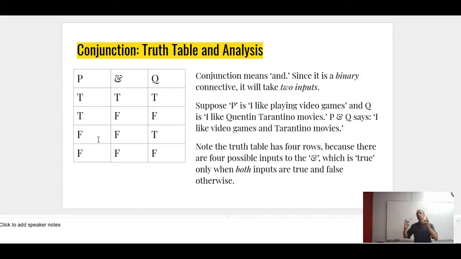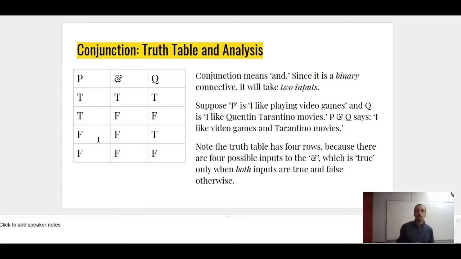So, now that we have the notion of a truth table in our back pocket, why don't we have truth tables for all our connectives so we understand how they work? Conjunction means and. It's a binary connective. That means it's going to take, unlike the negation, 2 inputs. Now, P and Q. Suppose P is, I like playing video games, and Q is, I like Quentin Tarantino movies. So P and Q says, I like video games and Tarantino movies.